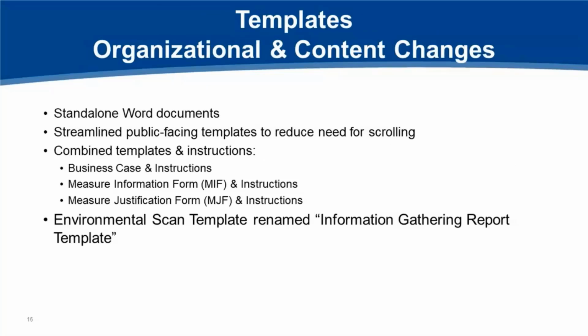The blueprint templates for this iteration of the blueprint also reflect several organizational and content changes. All templates are now available only as standalone Word documents. Previously, the templates and instructions for the business case, measure information form, and measure justification form were separate documents, and now the templates and instructions for each of those have been combined. Public-facing documents were streamlined to reduce the need for scrolling when readers view them on a screen of a computer or other electronic device. And the environmental scan template was renamed the Information Gathering Report template to better reflect the template contents, which provide guidance on developing an information gathering report in its entirety.